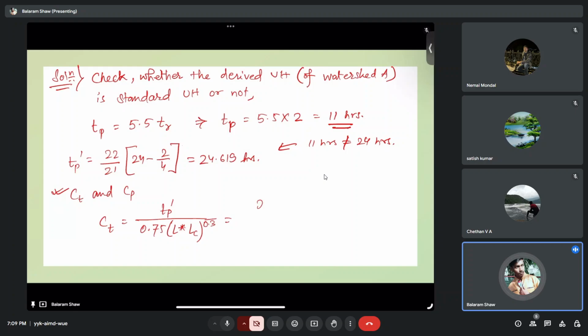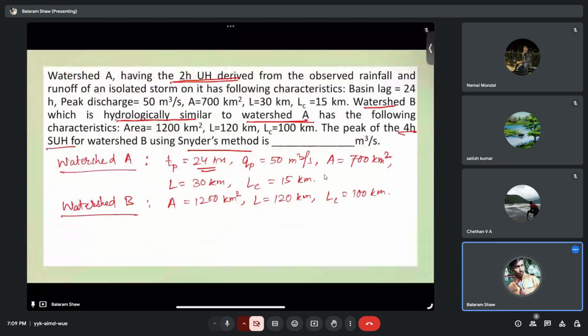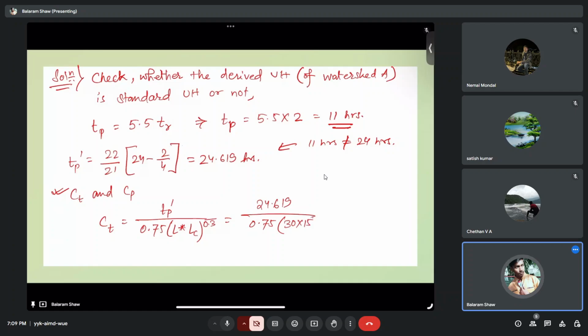right? So TP we have 24.619 divided by 0.75 into L, how much? L was given as 30 kilometers. 30 into 15 to the power 0.3. Just calculate and let me know how much you are getting. Divided by 0.75, divided by 30 into 15 to the power 0.3.